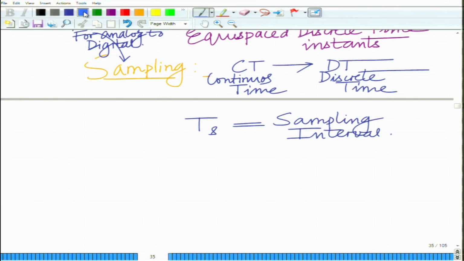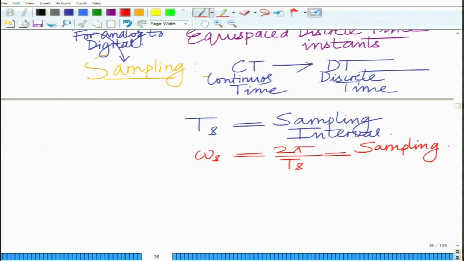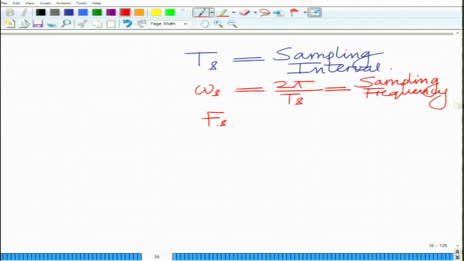Now, if you look at this sampling, Ts, as we said, is the sampling interval. The quantity omega s equals 2 pi over Ts is the sampling frequency, or basically the angular frequency of sampling. The sampling frequency can also be denoted by Fs equals 1 over Ts. So, one is the frequency, the other is the angular frequency, 2 pi over Ts and 1 over Ts, the frequency with which samples are being taken for this continuous time signal.